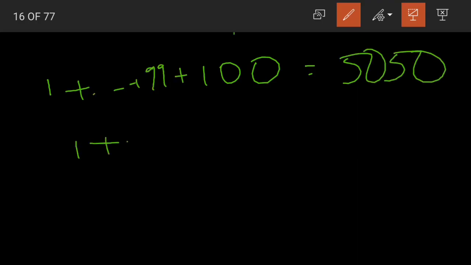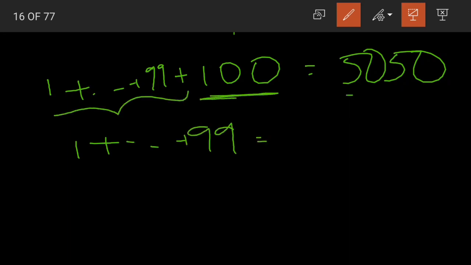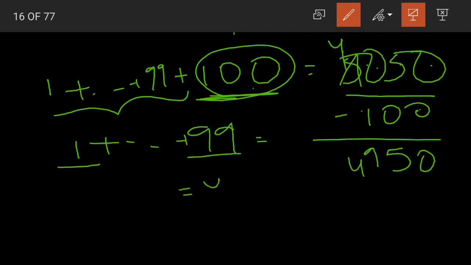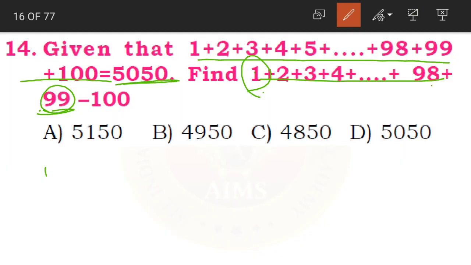But what do we need to find out in the question? We need to find out the sum of numbers only till 99. Yes, children, we need not include 100. So from the sum what will we do? We'll remove 100. 5050 minus 100. 0 minus 0, 0. 5 minus 0, 5. Now 0 minus 1 is not possible, so we'll borrow. 10 minus 1, 9. 4 as it is. So the sum of numbers from 1 till 99 is what, children? 4950.